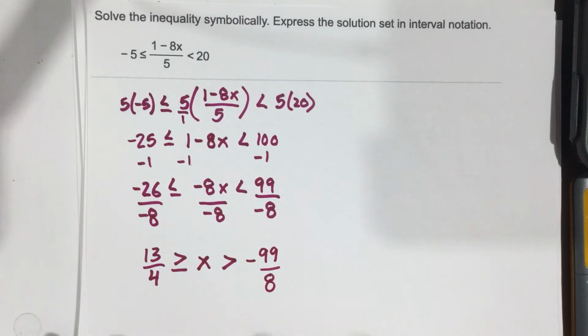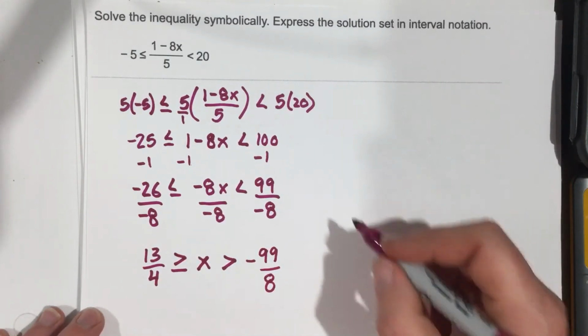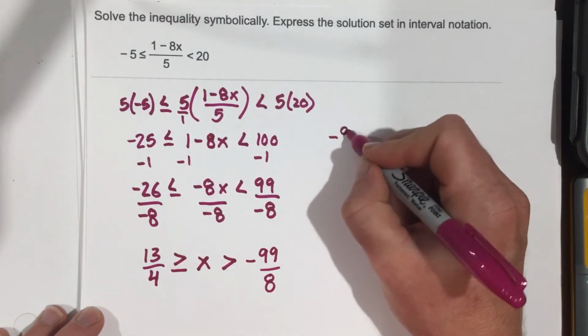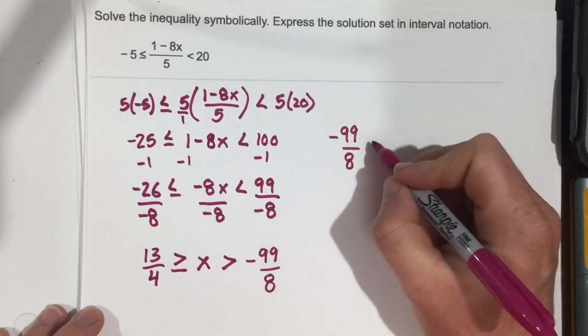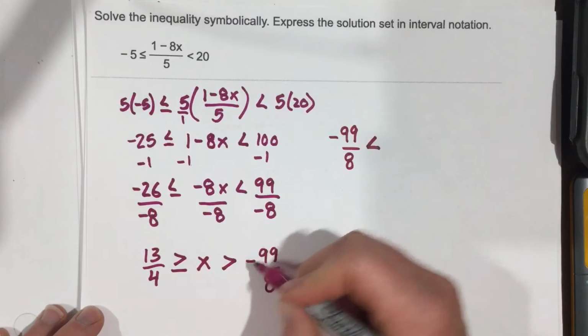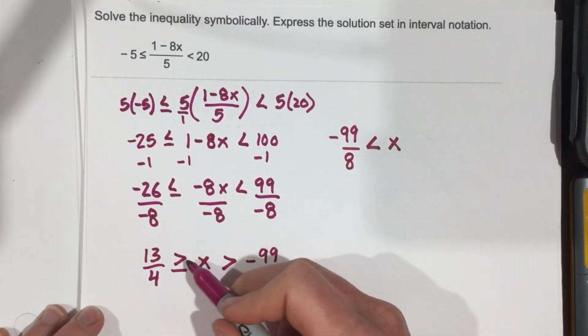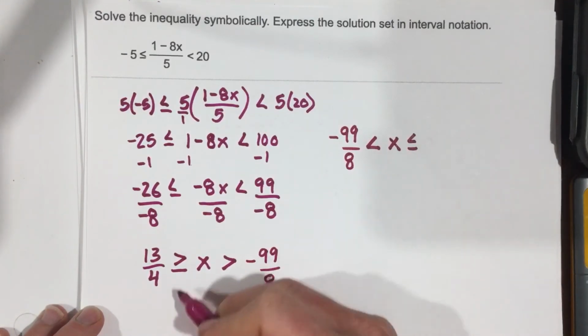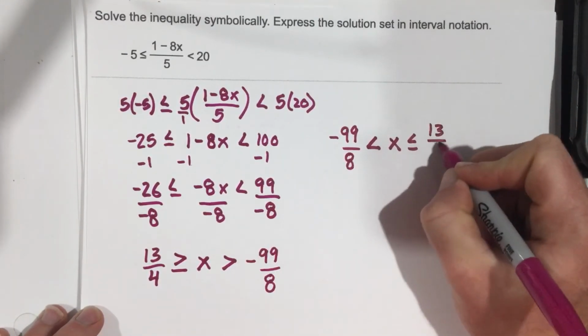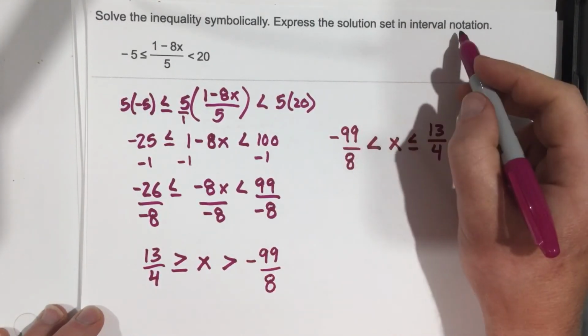So, again, I like to rewrite these. So I'm going to say negative 99 over 8, because it's the smallest number. I make sure the less than sign is pointed toward it, just like it is here. X, I know the less than or equal to sign is pointed toward x, so I say less than or equal to 13 over 4. It says write it in interval notation.